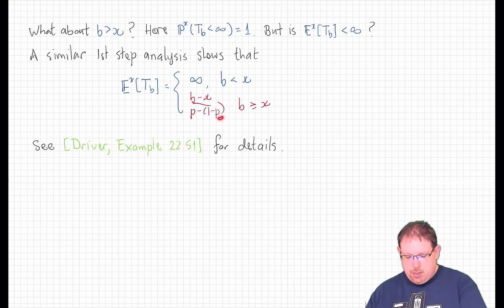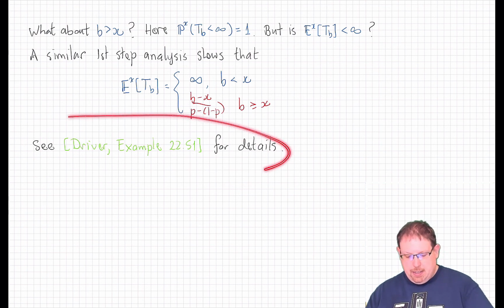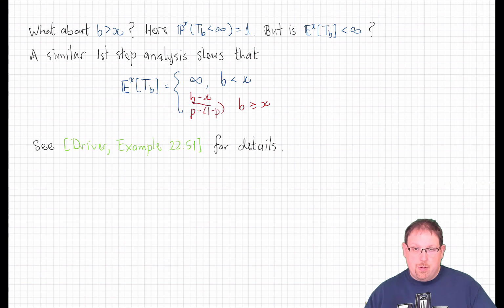And of course, the closer p is to 1/2, the higher the slope of that linear function, tending to infinity as p goes to 1/2. And if you're interested in seeing all of those gory details, they are spelled out in example 22.51 in Driver's notes.